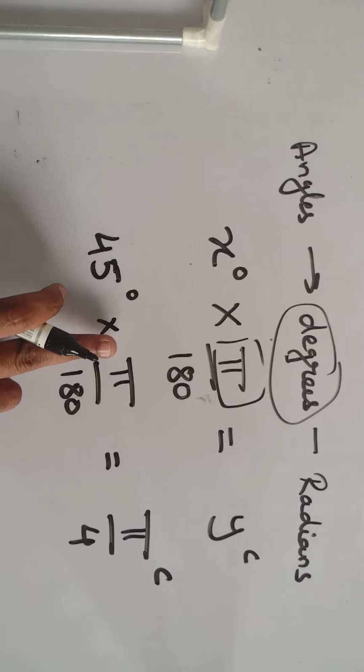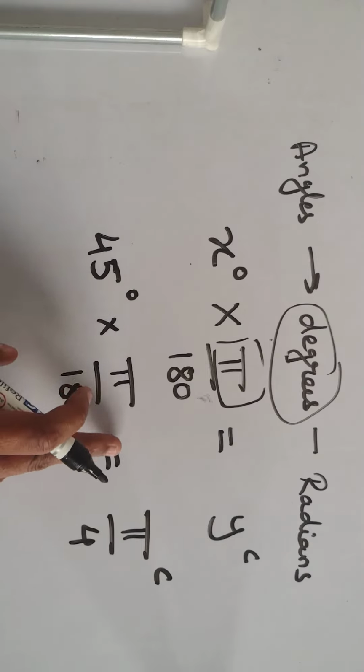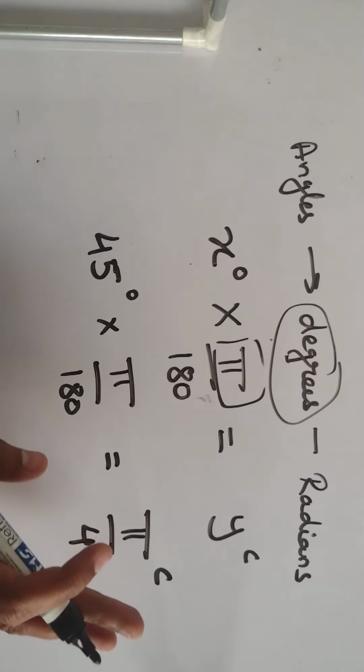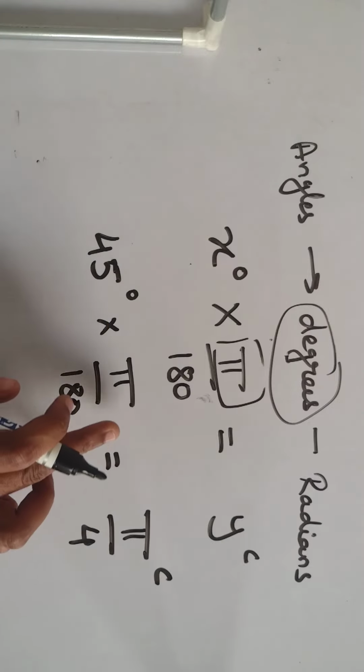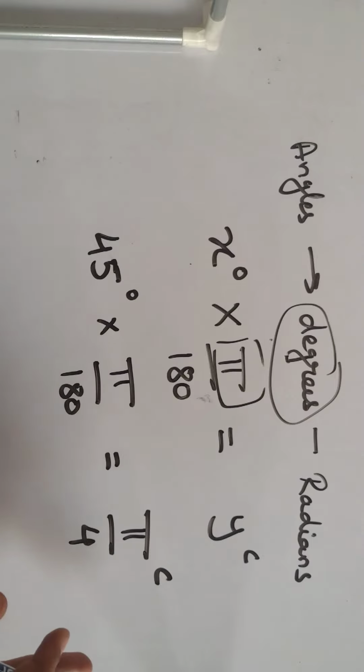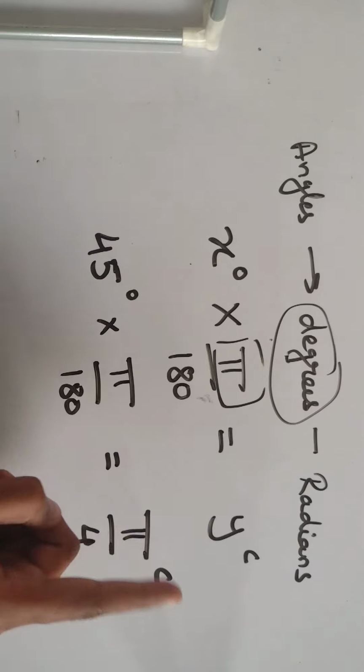Don't perform any kind of function over here, that is, convert to 3.142 or 22 by 7. No need to do such a thing. Leave pi as it is, because the final value in radians always contains a term of pi. So note this down. Very important. This is how we convert degrees to radians.